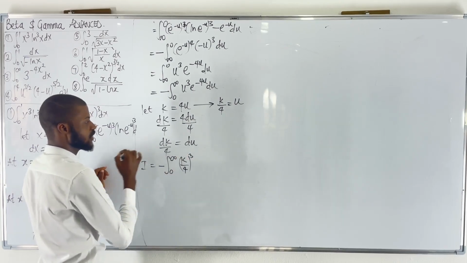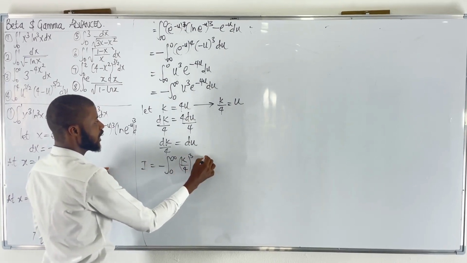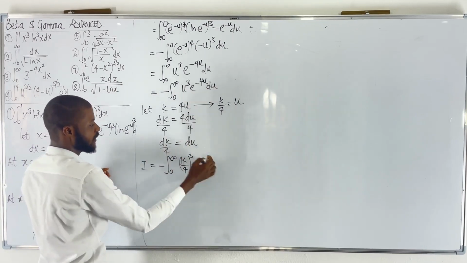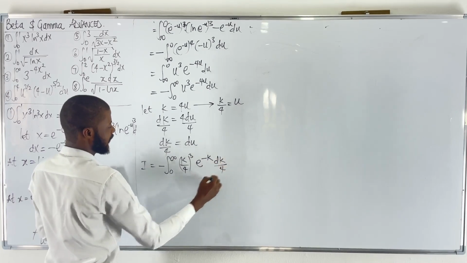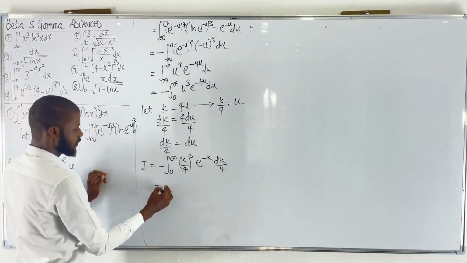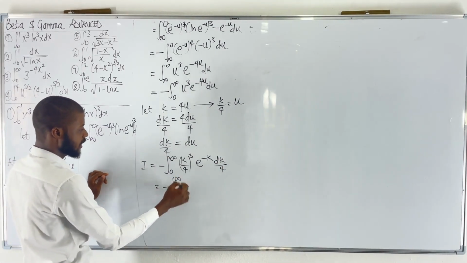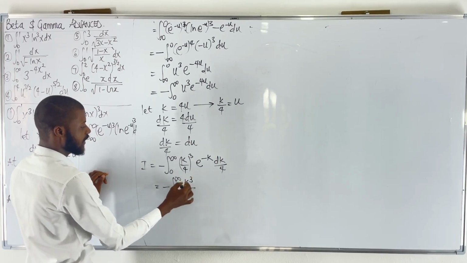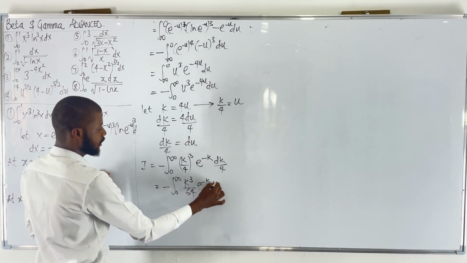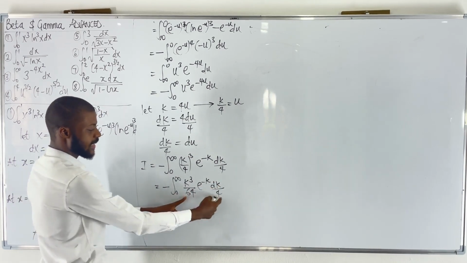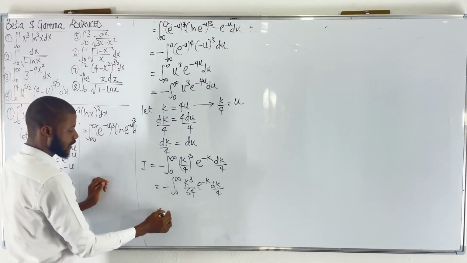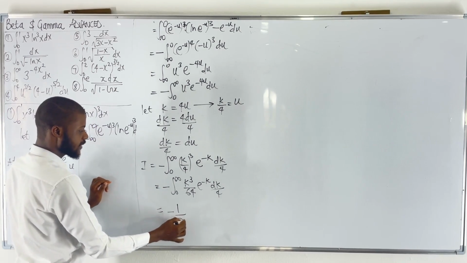Every single thing here is raised to the power of 3. Then this is e to negative 4u, which is k. And then what is du? Du is dk over 4. Okay, so let's expand this. We're almost there. So this is minus integral from 0 to infinity, k cubed divided by 4 cubed, which is 64, e to negative k dk over 4. Now, since these two are both denominators, I can bring them outside. So this is minus 1 over 128.